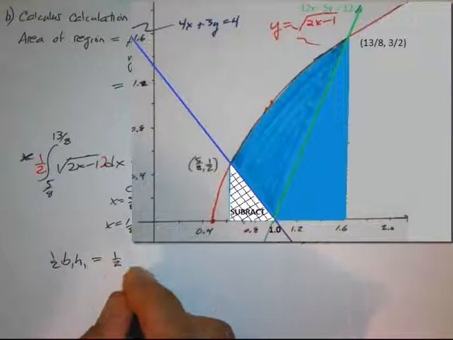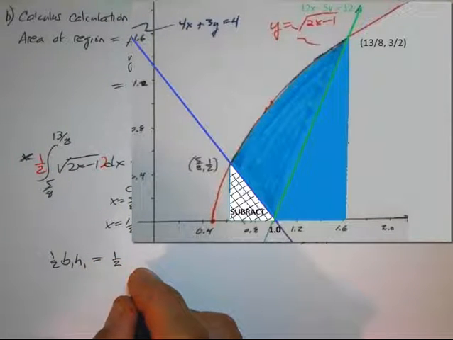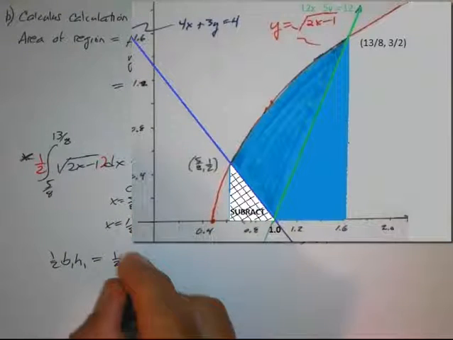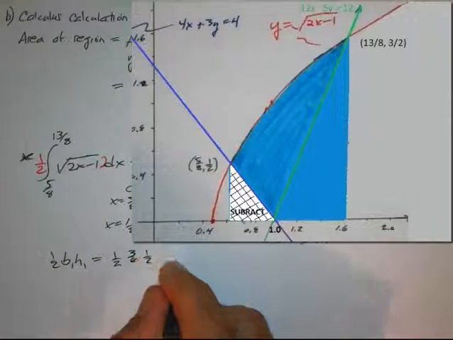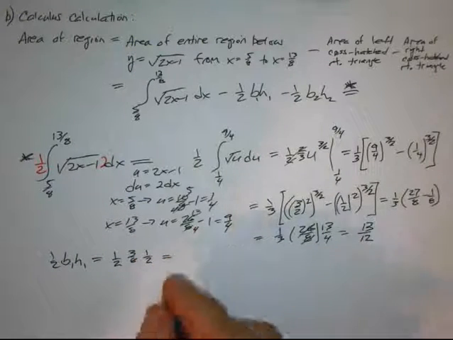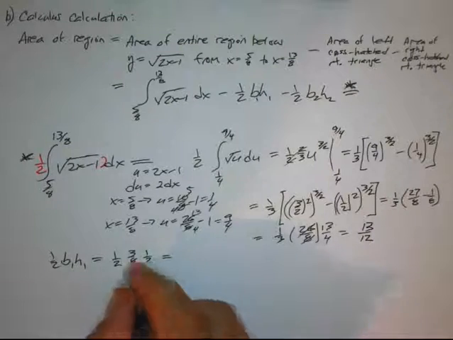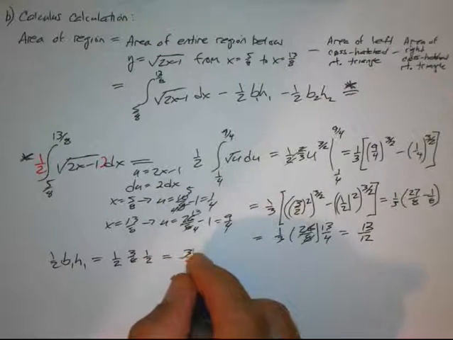So 1/2, looking at that right triangle there on the left, that base goes from 5/8 to 1. That would be 3/8 in length. The height, starting at the x-axis up to that y-coordinate, that's 1/2. Okay, so this gives us, no cancellations, 3/32.